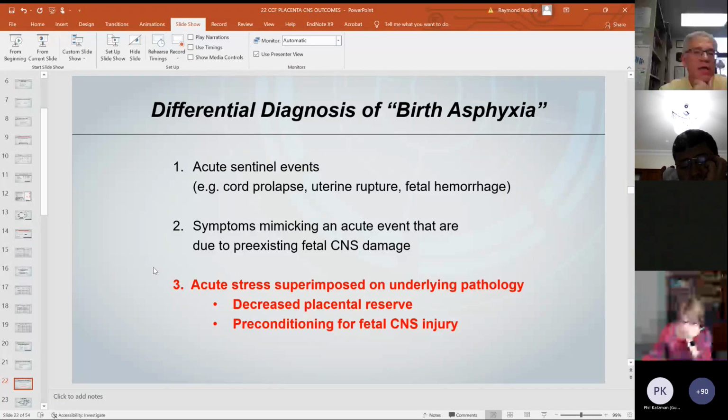But the hypothesis that we favor for most cases is, again, a preconditioning kind of response where you have acute stress superimposed on underlying pathology, and that underlying pathology may be decreased placental reserve, or it may be some discrete lesion caused by a more episodic process, and that this then decreases the threshold for injury when you have something acute happening at the time of delivery.